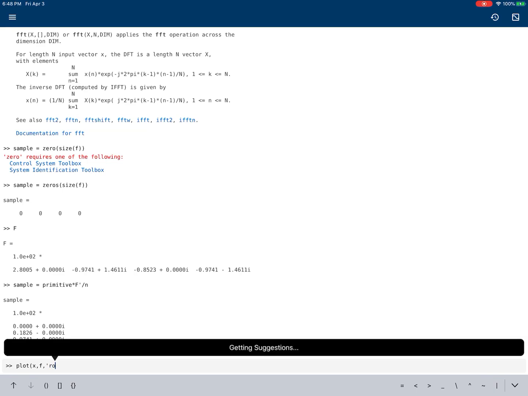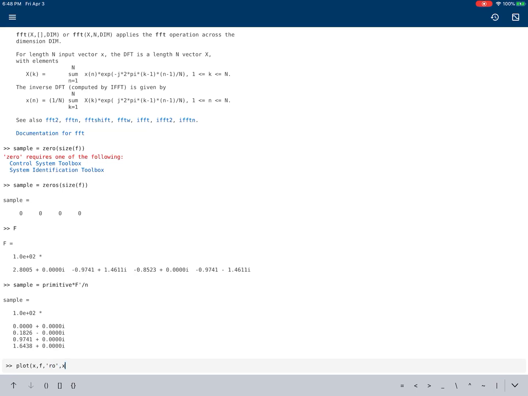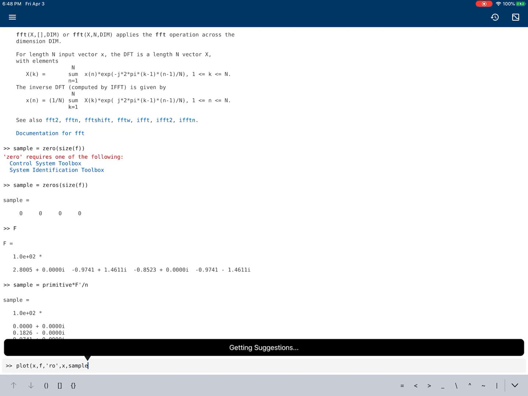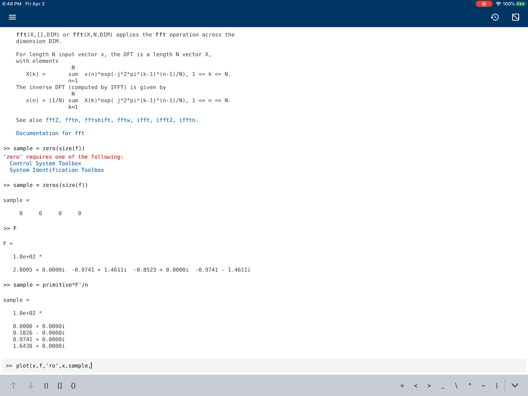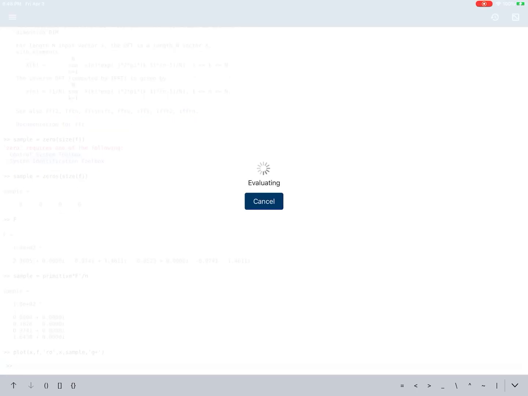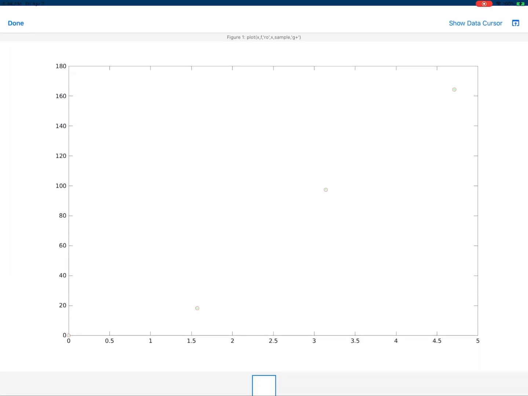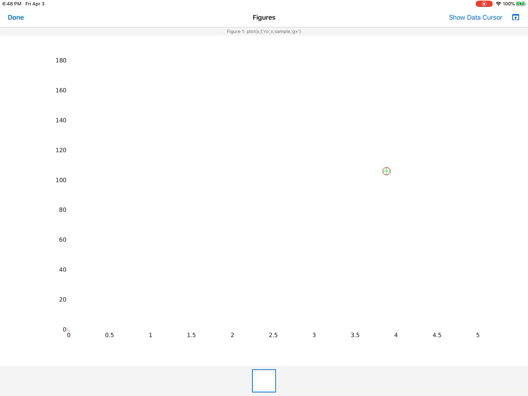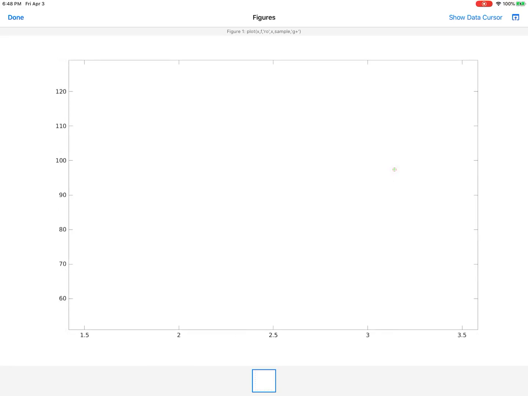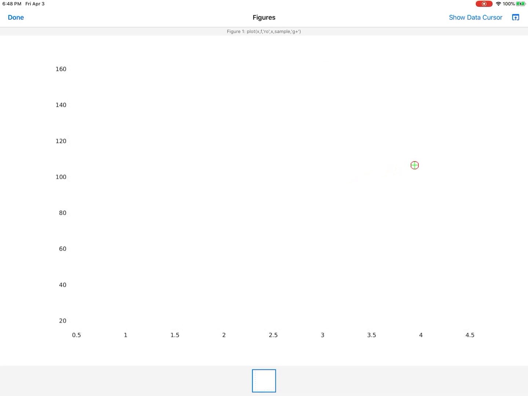So the sample vector gives me these 4 points, and I can plot them. Plot x by f and do that in red with circles. And then I'll do the next one, little x with sample, and I'll do these in green pluses so you can see them together. And we will see that these give me exactly, I'll blow this up, exactly the same locations.